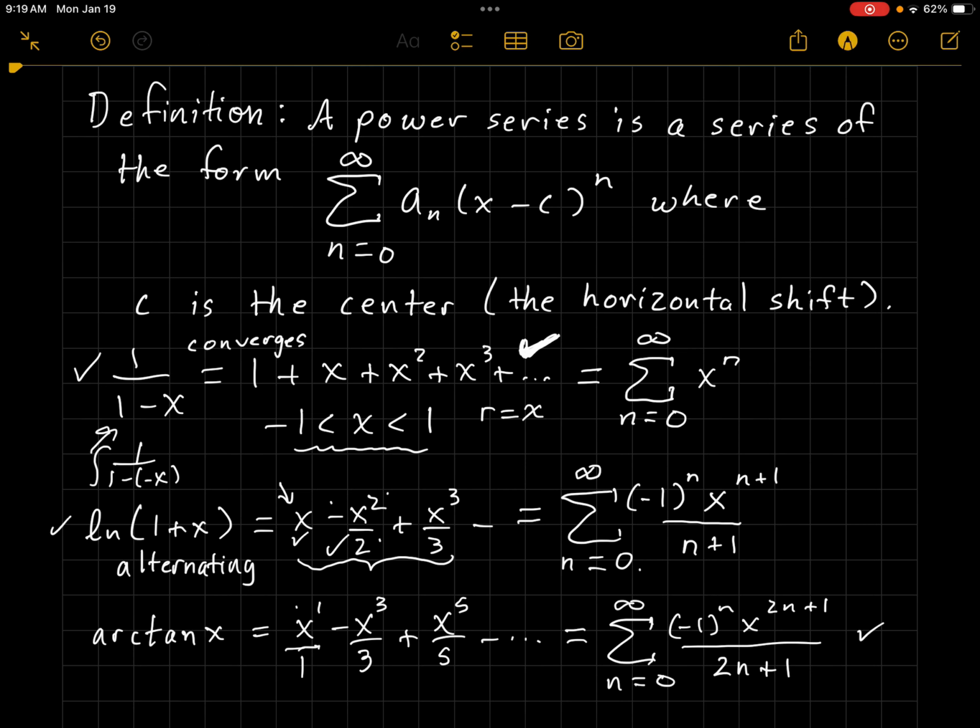Now let's go back and notice all three of these series are of the form some number times (x minus c) to the n power. In this first one, it's 1 times (x minus 0) to the n.